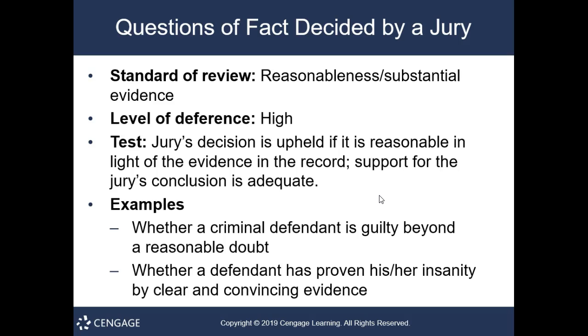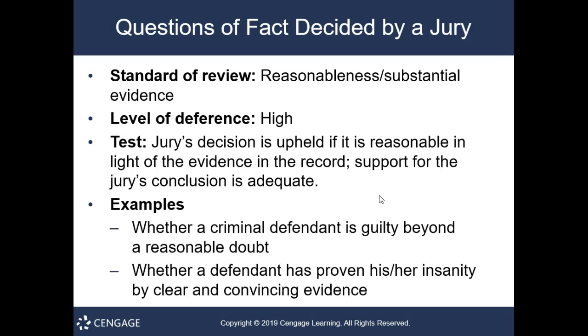All right, let's look at questions of fact decided by a jury. The standard of review is reasonableness and whether there's substantial evidence. The level of deference is very high. The test is that the jury's decision is upheld if it is reasonable in light of the evidence in the record and there is support for the jury's conclusion. If there is, then we're not going to set aside their factual findings about what happened. An example is whether a criminal defendant is guilty beyond a reasonable doubt.